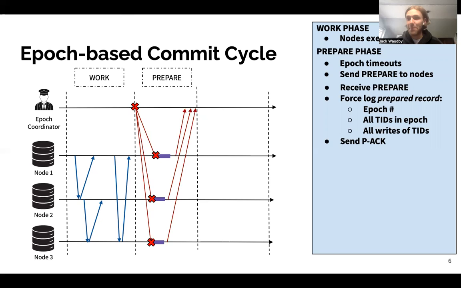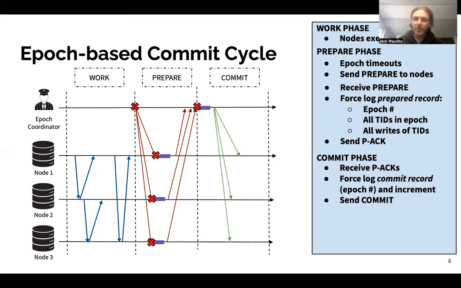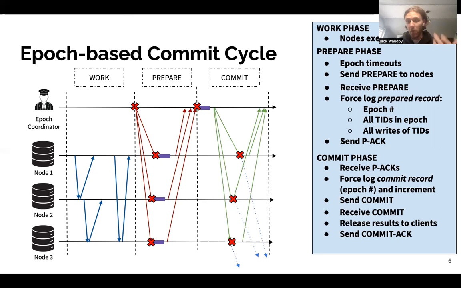They then force log a prepared record, which contains the epoch number, all of the transaction IDs executed in the epoch, and all of their writes. This is needed for recovery purposes. They then respond with the ACK after doing this. The coordinator receives all of these messages and decides on the outcome of the epoch. Is this epoch going to commit or going to abort? It logs the record and the epoch number, increments it, and then sends commit to all of the database nodes in the system. They then receive this, and at this point they know that the epoch is durable, and they can release the results of all of the transactions they've coordinated within that epoch to the clients.